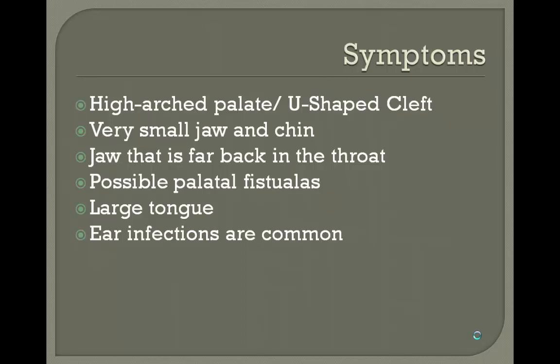So the main symptoms that are seen in Pierre sequence include a very high arched palate or a U-shaped cleft in the palate. These children may have a very small jaw and chin, and a jaw that is very far back in the oral cavity. Children with Pierre syndrome may have palatal fistulas. They may have a large tongue, and it's very common to see ear infections in these children.